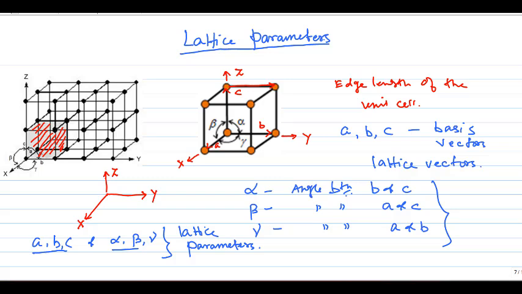All right. So you can have different types of geometries depending on the values of A, B, and C, and alpha, beta, and gamma. For example, if the lattice points are arranged in a manner so that A is equal to B is equal to C, and alpha is equal to beta is equal to gamma is equal to 90°, then we have a cubic structure, a cubic cell that we can define, right?